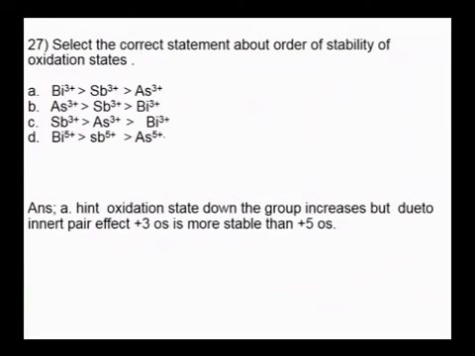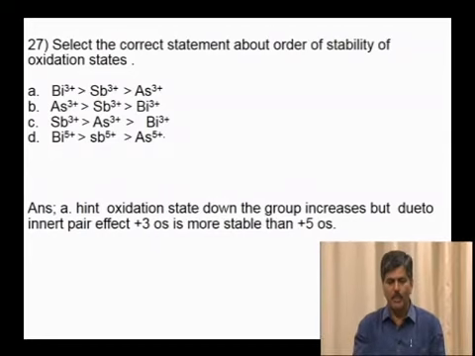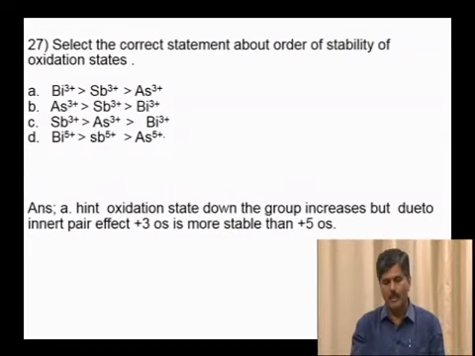Select the correct statement about order of stability of oxidation states. The first option is Bi 3+ is greater than Sb 3+ is greater than As 3+. Second option, As 3+ is greater than Sb 3+ is greater than Bi 3+. C, Sb 3+ is greater than As 3+ is greater than Bi 3+. D, Bi 5+ is greater than Sb 5+ is greater than As 5+.